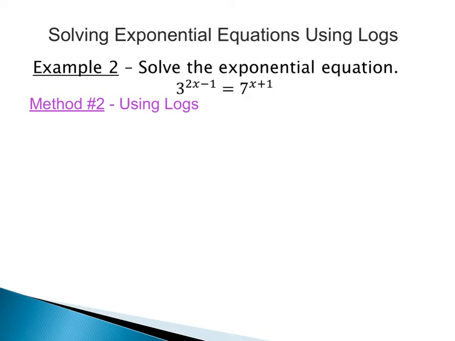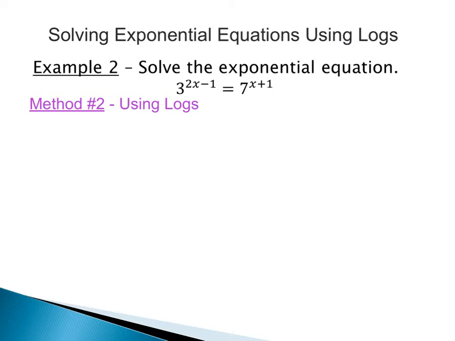If I tried it using the first method, by finding the same base, which, if you didn't see that, that's in the previous video lesson for solving exponential equations, I would try to rewrite 3 and 7 with the same base. Well, I can't because they're both prime numbers, so there's no way that I can rewrite them with the same base. When that happens, then we have to use logs in order to solve this exponential equation.